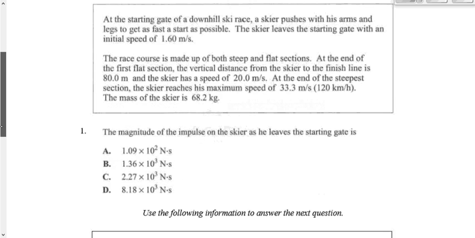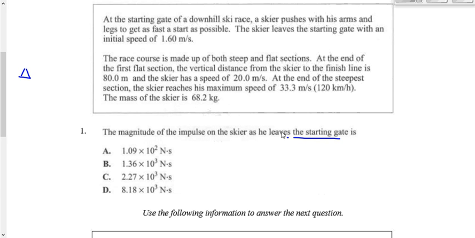These were also impulse. First question involves a skier here. It says at the starting gate of a downhill ski race, the skier pushes with his arms and legs to get going as fast as possible. Skier leaves the gate with a speed of 1.6 meters per second. And then the skier goes down the hill. And there's a whole bunch of data with the skier going down the hill. I'm not going to worry about that so much because I'm looking for the magnitude of the impulse as the skier leaves the gate.